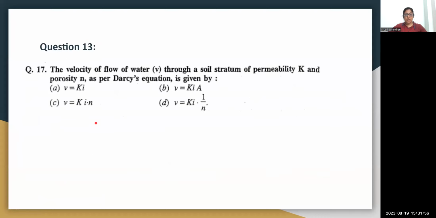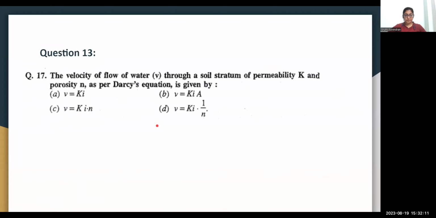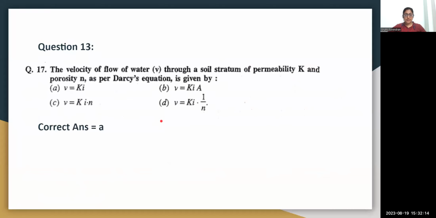The velocity of flow of water V through a soil stratum of permeability K and porosity N as per Darcy's equation is given by. So the correct answer is A. Velocity is equal to the permeability into hydraulic gradient. So one thing we can see is that the flow velocity is independent of the porosity. It is not dependent on the porosity, but it is dependent on the permeability as well as the hydraulic gradient.